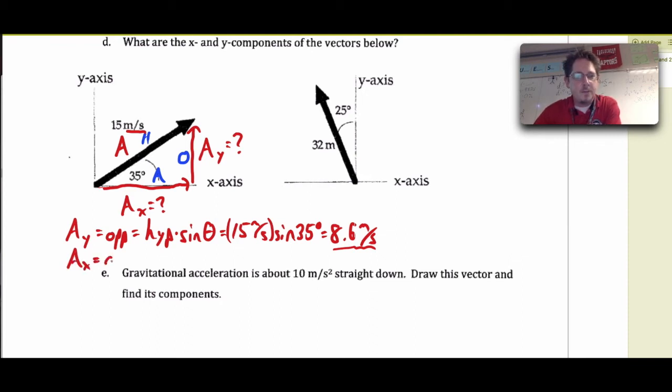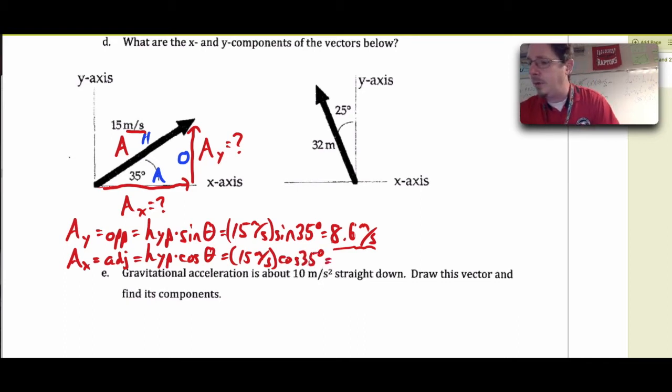What about my AX? So my x component was the adjacent. The adjacent is hypotenuse times cosine of theta. So 15 meters per second times cosine of 35 degrees. And when I put that one in, I get about 12.3 meters per second.